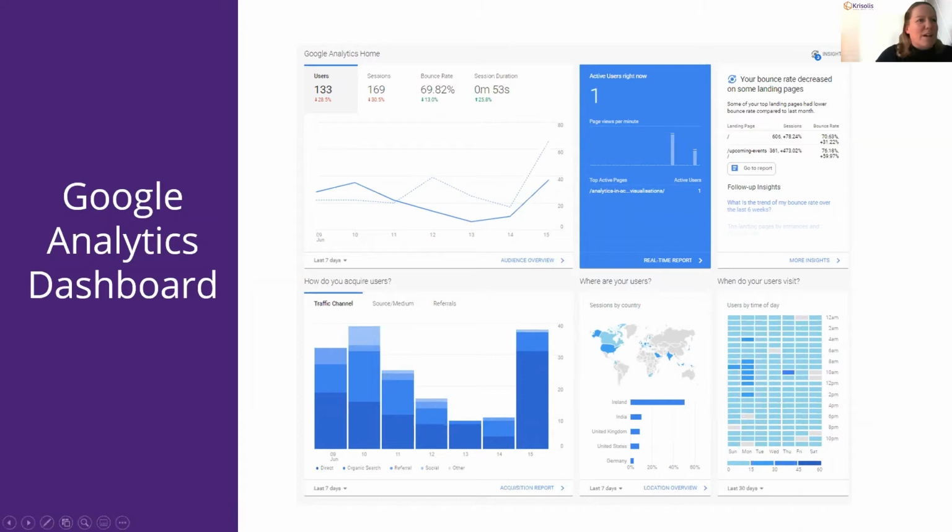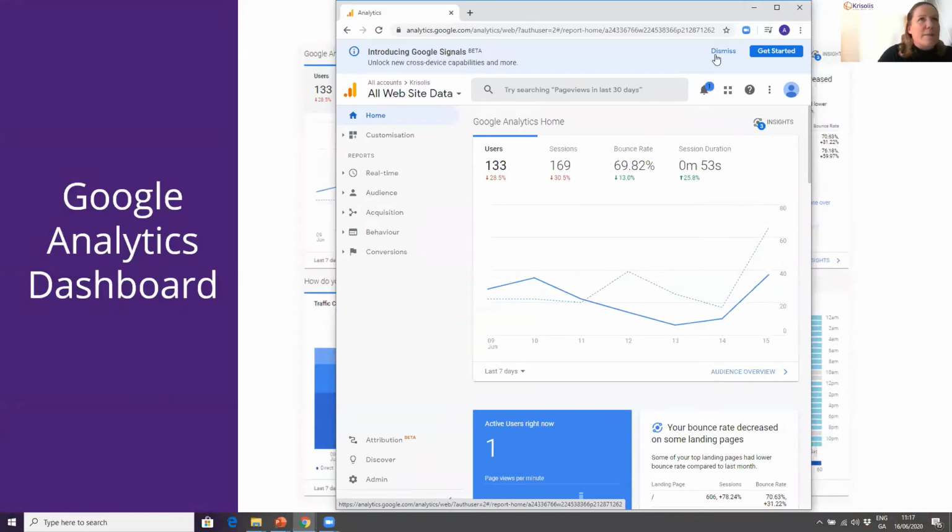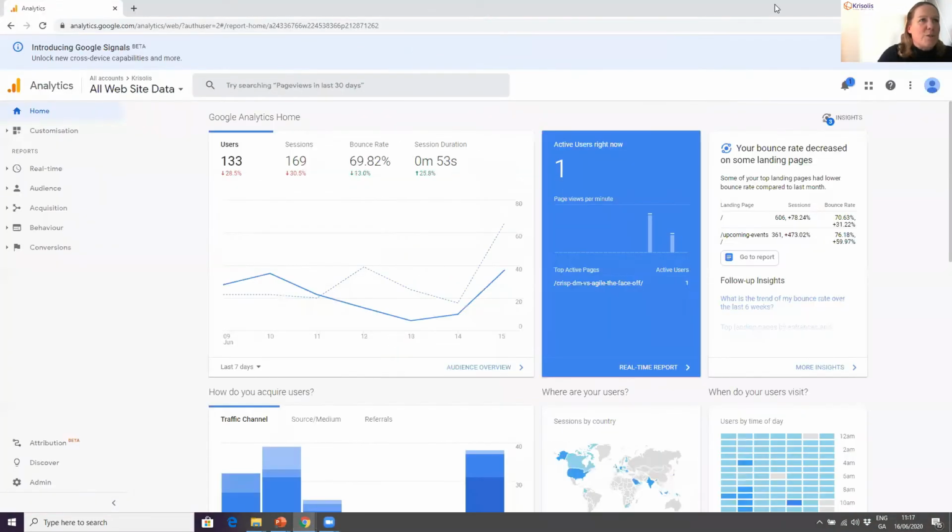Just in case you haven't, I'm going to bring up our Google Analytics dashboard here, just to show you what it looks like. For those of you who haven't seen it before, it's basically a dashboard that's used to present information on your web traffic, so how many people are using our site.